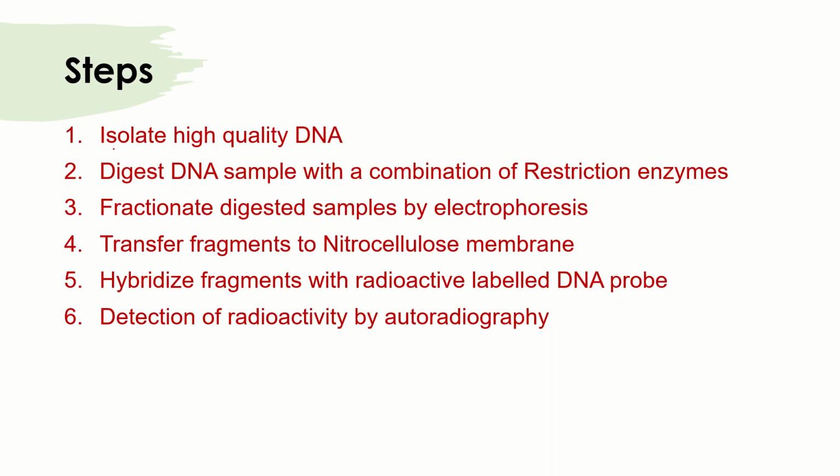What are the steps for this technique? First is to isolate high quality DNA. This is a must. You need high quality DNA. There should not be any impurity of proteins, etc. Then digest that DNA sample with the restriction enzyme of your interest. Let's suppose you want to use only one restriction enzyme. You can also have many restriction enzymes used at a time to digest DNA.